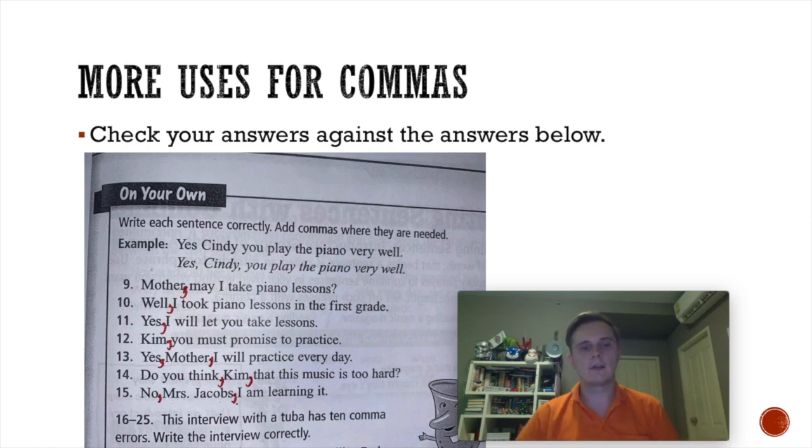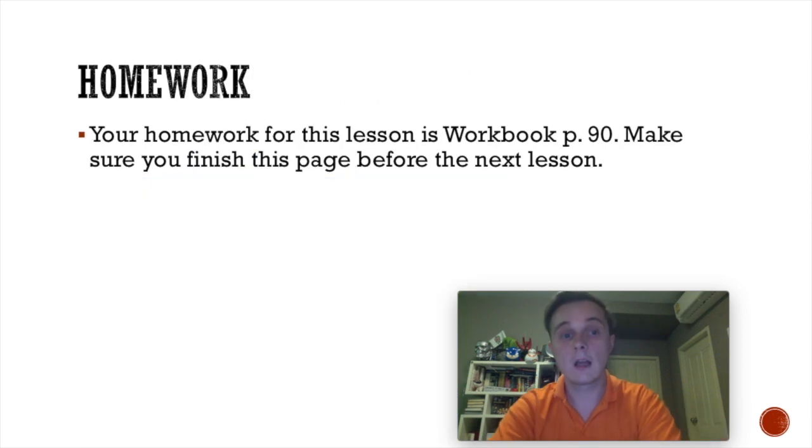Number 14, do you think, comma, Kim, comma, that this music is too hard? And number 15, no, comma, Mrs. Jacobs, comma, I am learning it. Okay, there were 7 questions there. Give yourselves a score out of 7. Okay, if you're getting 5 or below, you need to be more careful. 6, 1 mistake is fine. 7, excellent. Okay, that is the end of our lesson.